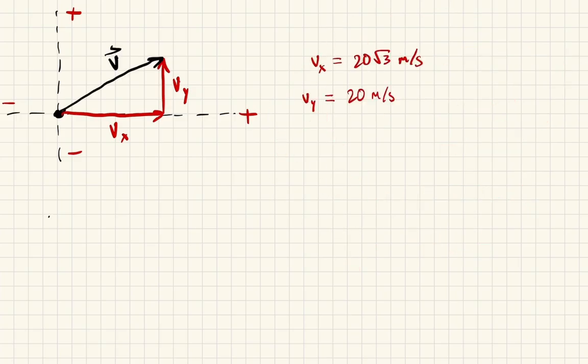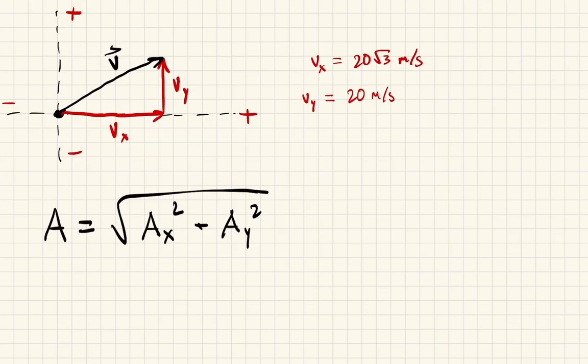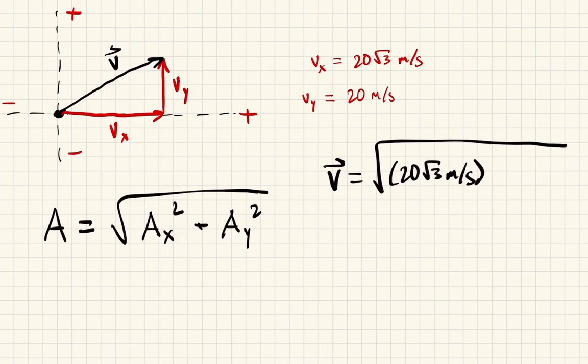Earlier, we established that we can use the Pythagorean theorem. So the magnitude of the vector is going to be the square root of the magnitude of the x component squared plus the magnitude of the y component squared. So in this case, in order to find the velocity vector, we can square 20√3 meters per second and add it to 20 meters per second squared and take the square root of that. And we'll find that the magnitude of our velocity vector is 40 meters per second.